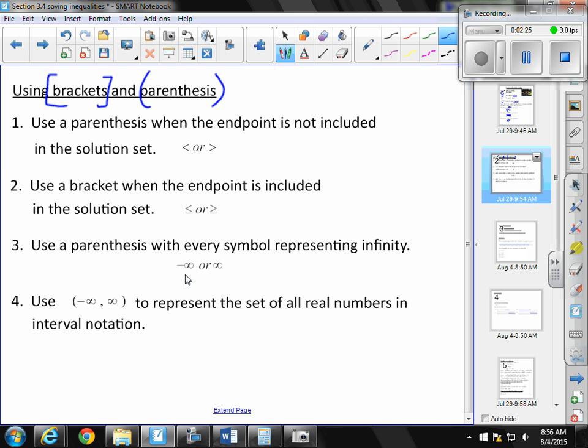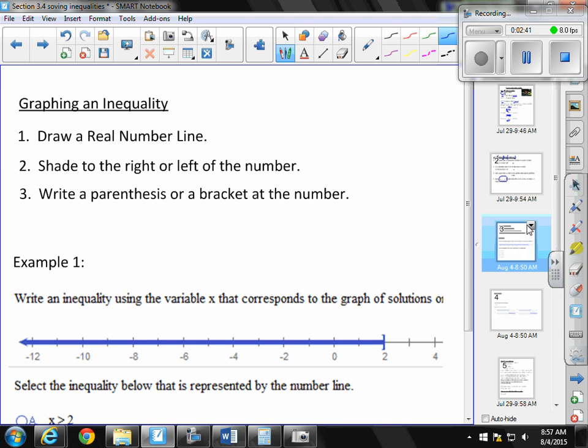We use a parenthesis with every symbol representing infinity. At negative infinity, we'd use a parenthesis, and we'd use a parenthesis at infinity. We use this notation to represent the set of all real numbers in interval notation. When you're graphing an inequality, you draw a number line, you shade to the right or left of the number, and you write a parenthesis or a bracket at the number.